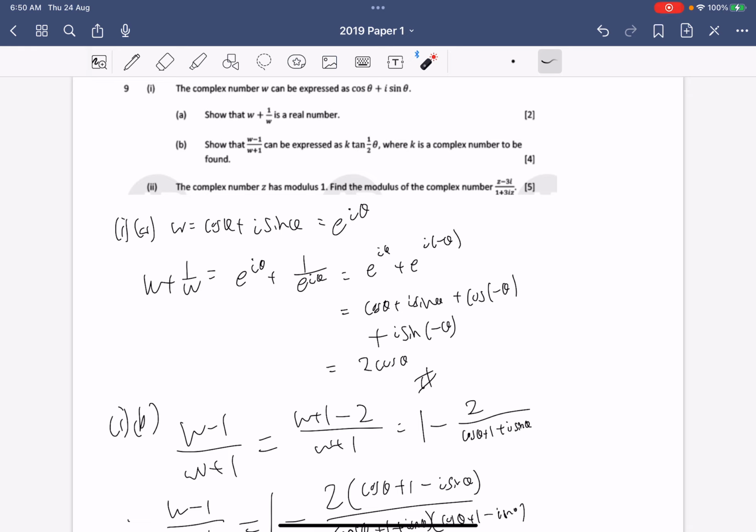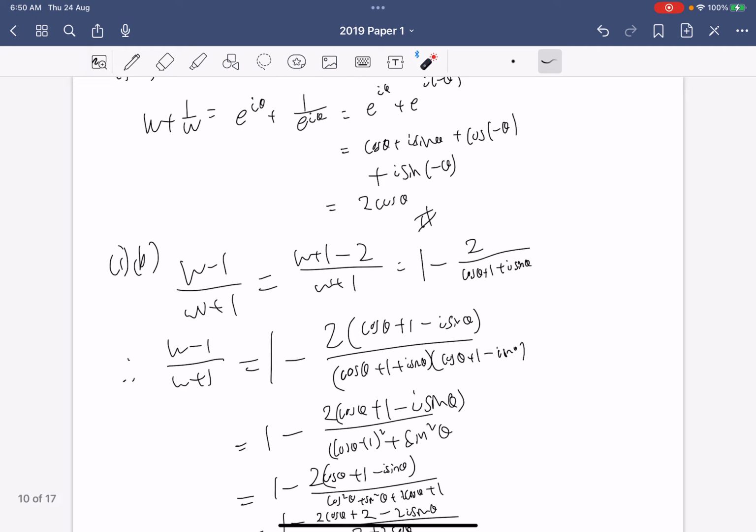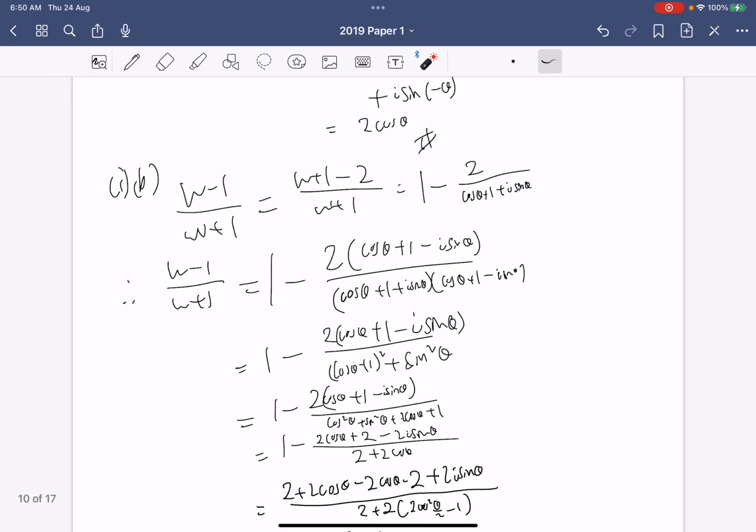This question is very algebraic with a lot of manipulation, and the next one is W minus 1 over W plus 1, which can be expressed in some tangent form. Well, the best way is, okay, you've got W minus 1, so that's just W plus 1 minus 2. So this W plus 1 can be divided by W plus 1 to be 1, then you minus 2 over cosine theta plus 1 plus i sine theta.